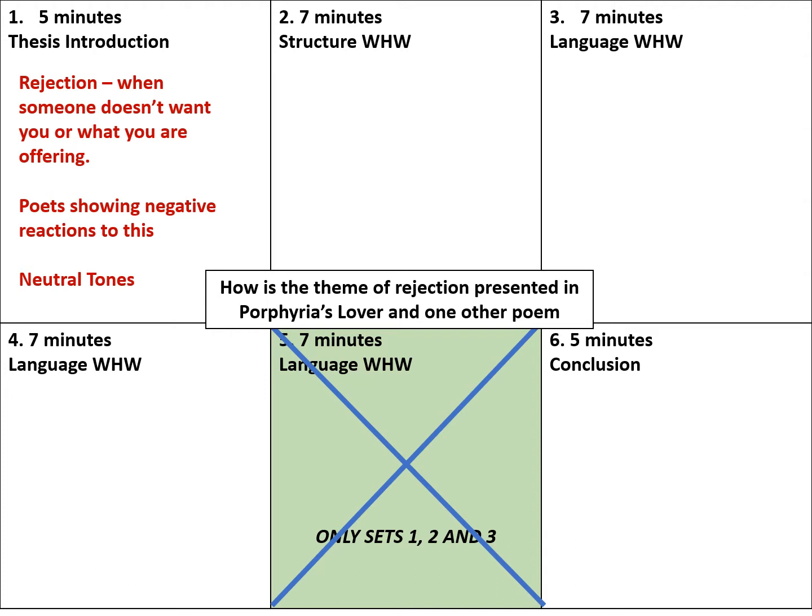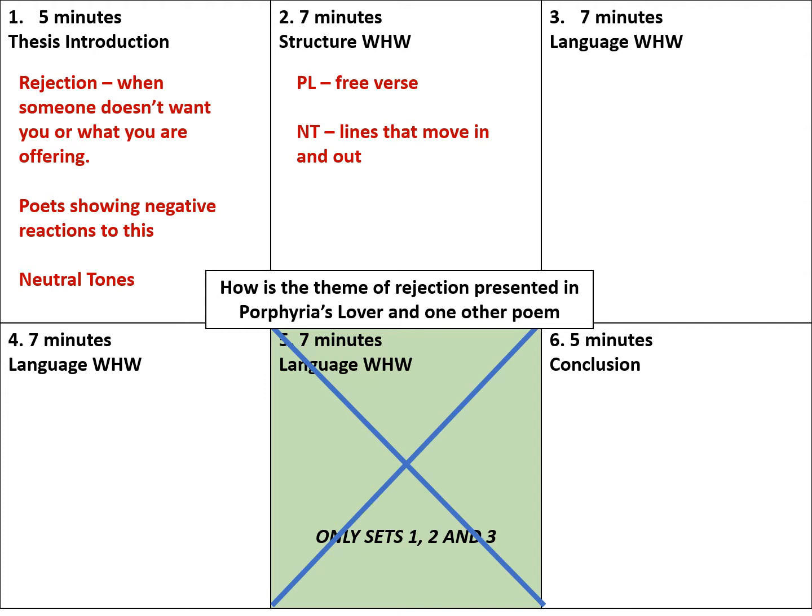We're now going to look at structure and what notes I've put down for structure. For Porphyria's Lover, I'm going to talk about free verse because the poem is all one long stanza. And for Neutral Tones, I'm going to talk about the fact that the lines seem to move in and out. Some look longer, some look shorter, leading to white space. That is the structural point I am going to be talking about. Pause this recording now to write down your structure ideas.